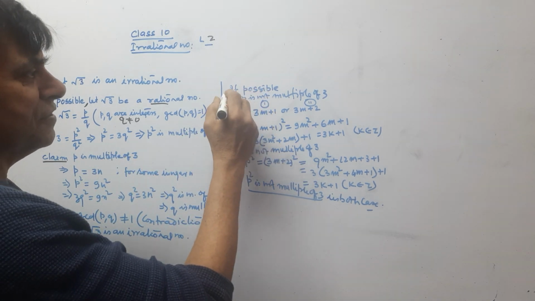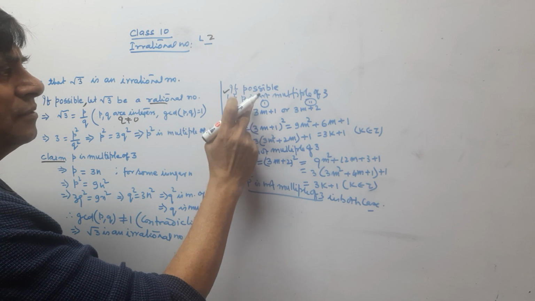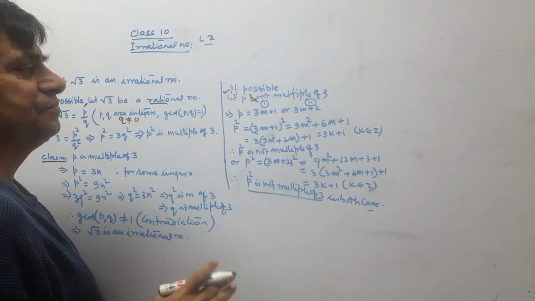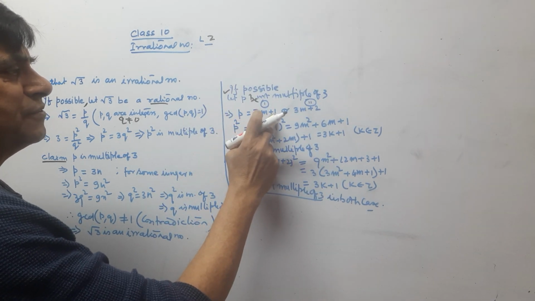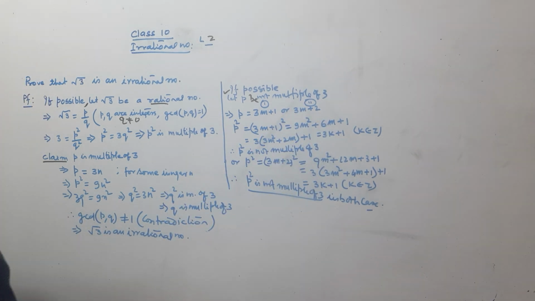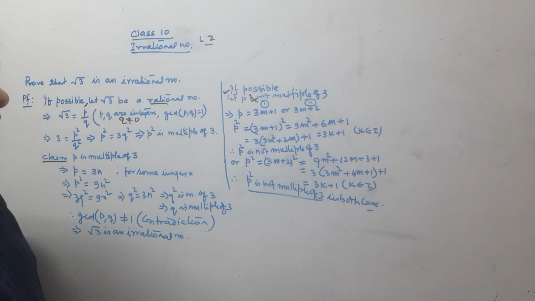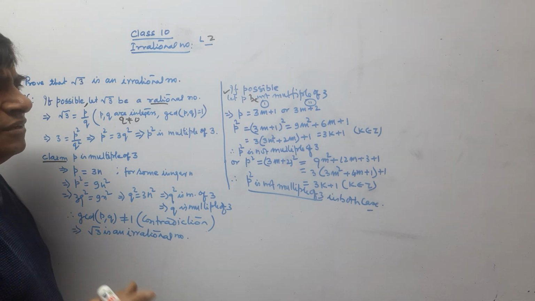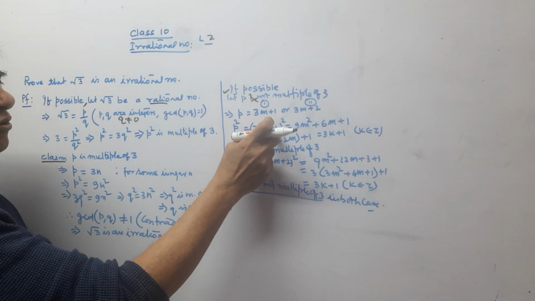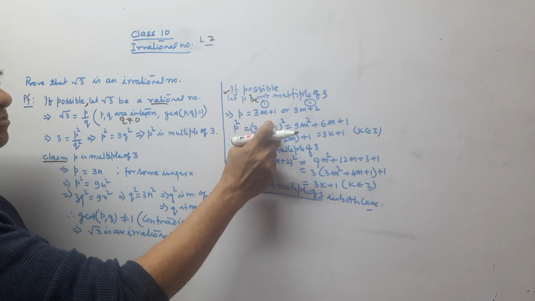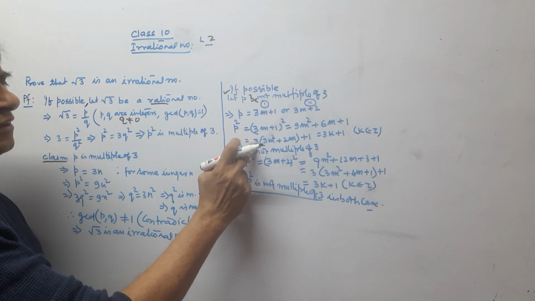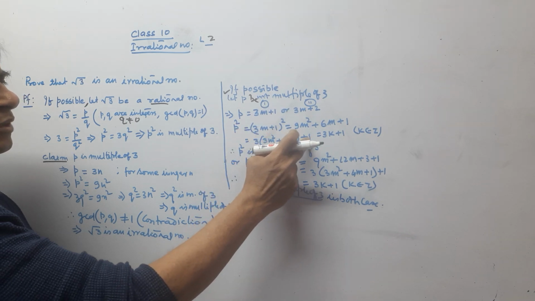So see here again the contradiction method. Let p be not multiple of 3. Then p is equal to 3m plus 1 or 3m plus 2. When we divide some number by 3, then we get the remainder 1 or 2 if it is not the multiple of 3. Very simple. So either this form or this form. If this form is correct, then p square is equal to 3m plus 1 whole square, 9m square plus 6m plus 1. Again take 3 common, 3m square plus 2m plus 1.